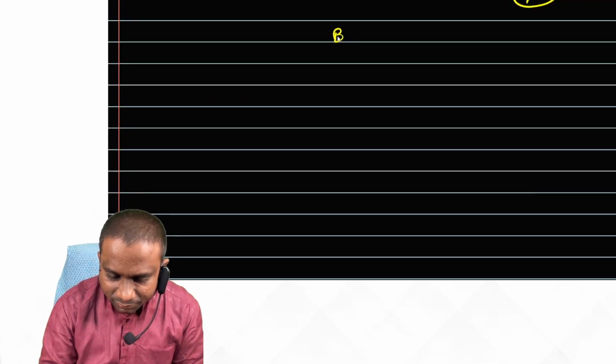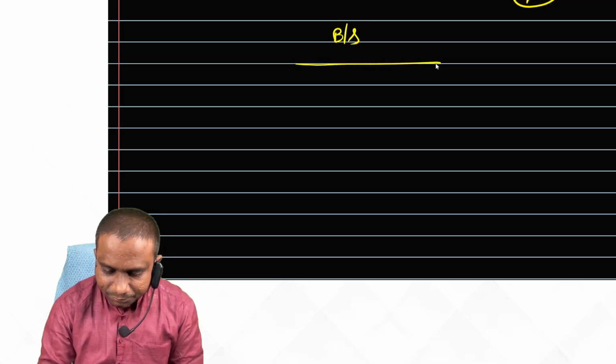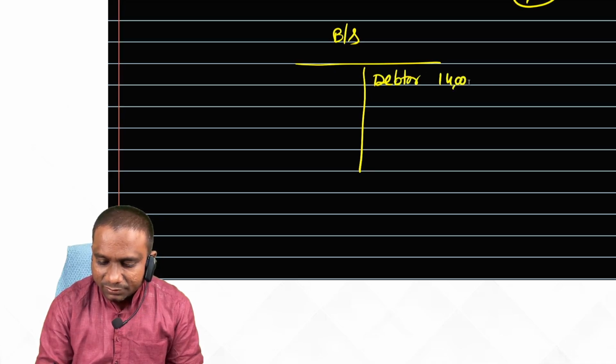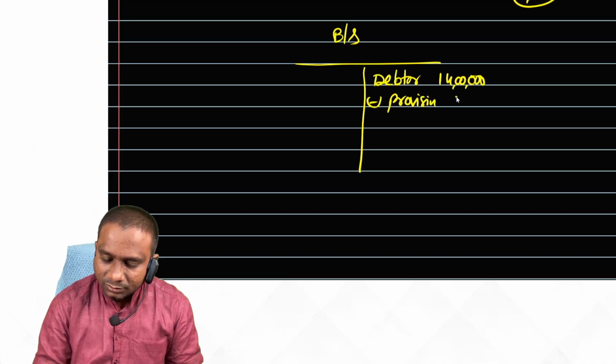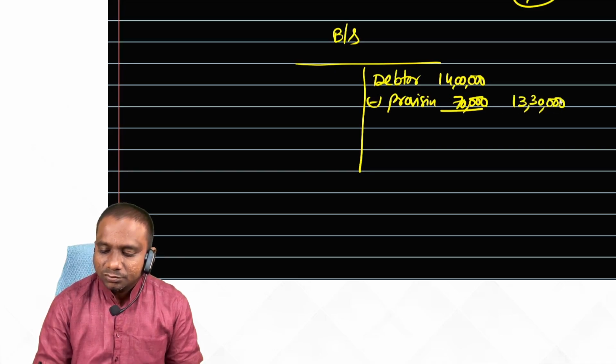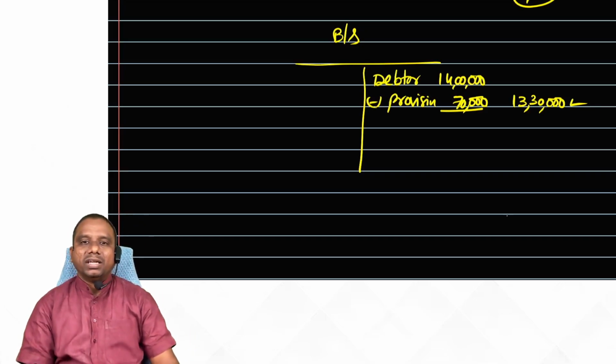In the balance sheet, assets side, debtors balance 14 lakhs minus provision 70,000, remaining 13 lakh 30,000. This is how we present in the balance sheet. Is it clear, students? Yes.